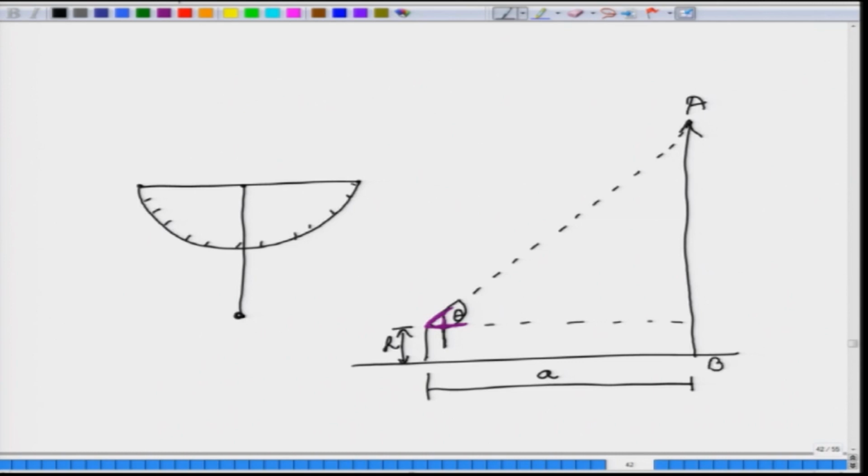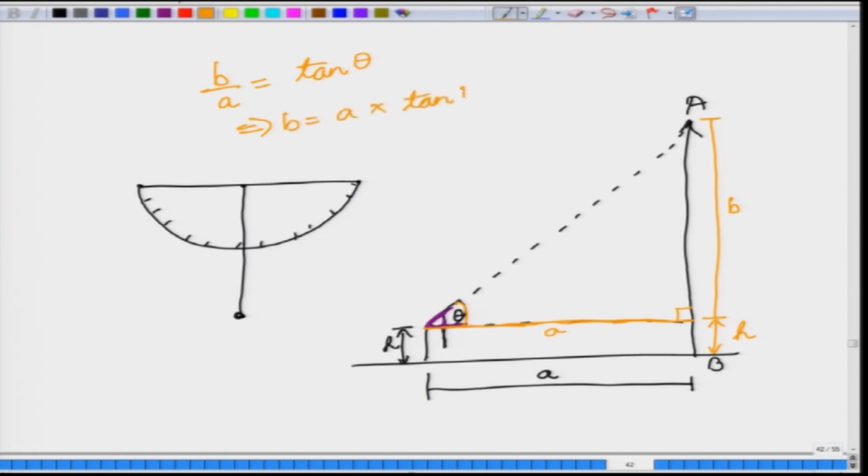Now, the height of the tree can be measured like this. This line, and here you have an angle of 90 degrees. So, this line has a length of a, small a. Let us say that this much is equal to b and this much is equal to small h. Now, because we know the value of theta, we can write that b by a is equal to tan theta, or b is equal to a into tan theta.